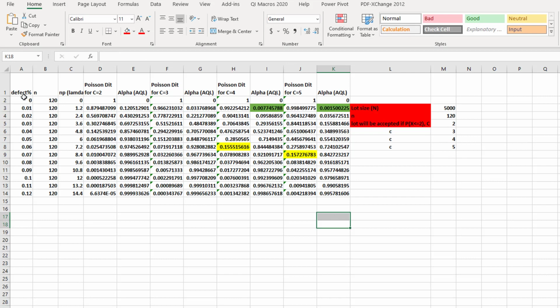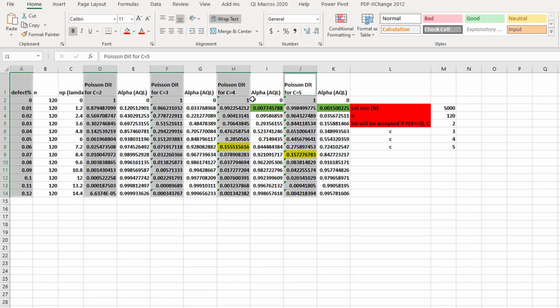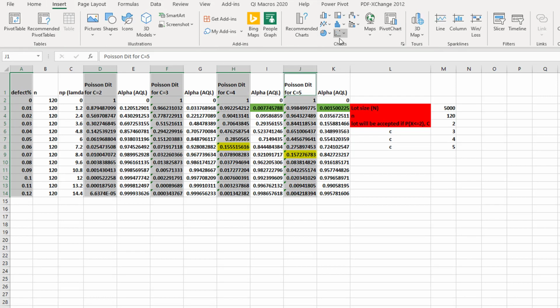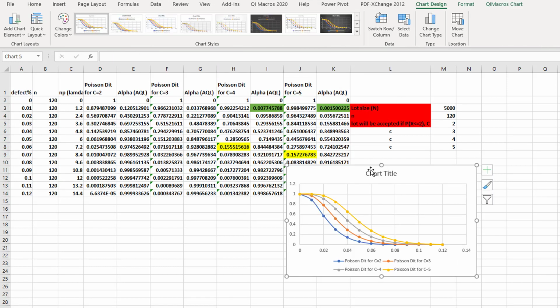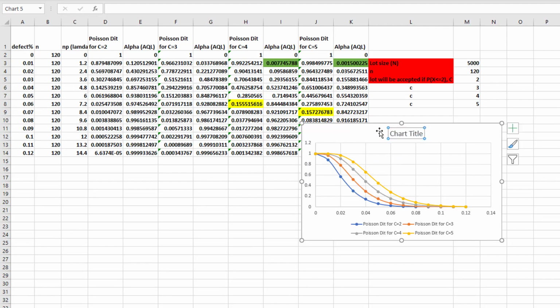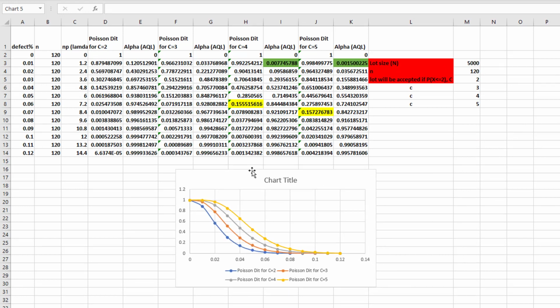So when you construct this, we want to sketch this whole process. We want to check the OC curve, the behavior of the OC curve, that is, how it changes when we change C and when we keep the sample size constant. So from this, when you sketch it, after that, you will understand. So this is my OC curve, the OC curve for different values of C. This blue line is for C is equal to 2.